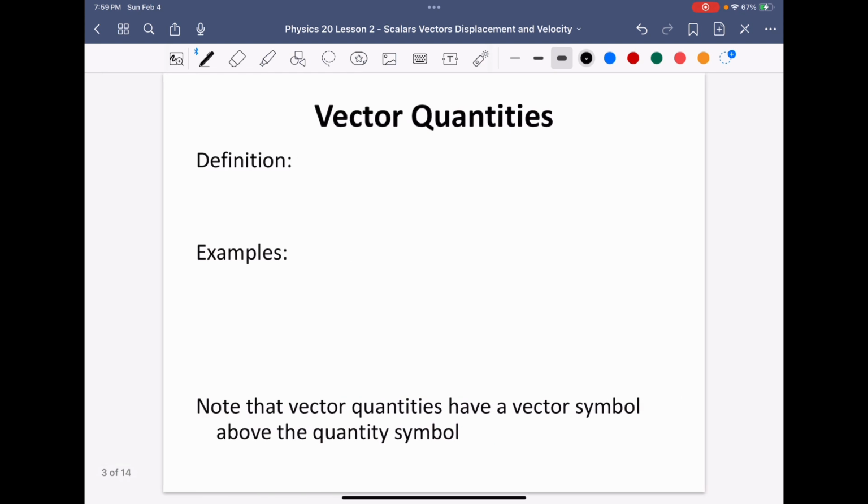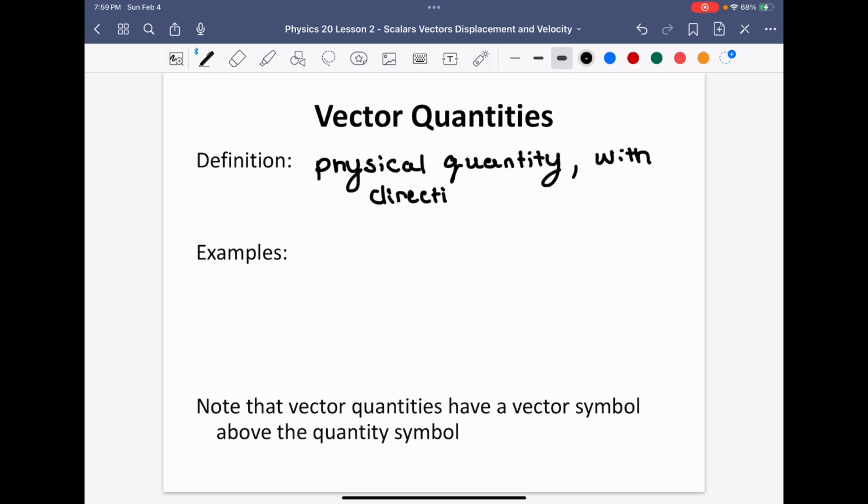All right, now we go into vector quantities. The sharp distinction between a scalar and a vector is simply this: similar to scalar quantities, it is still a physical quantity, however, it has direction. That is a really important distinction there. So when we write this in, it has magnitude and direction.